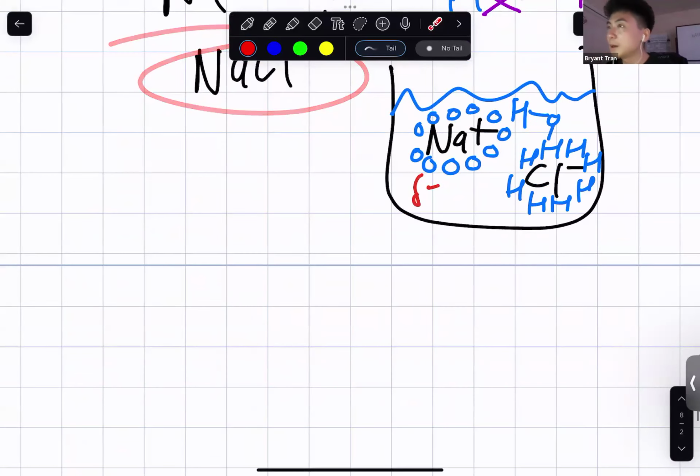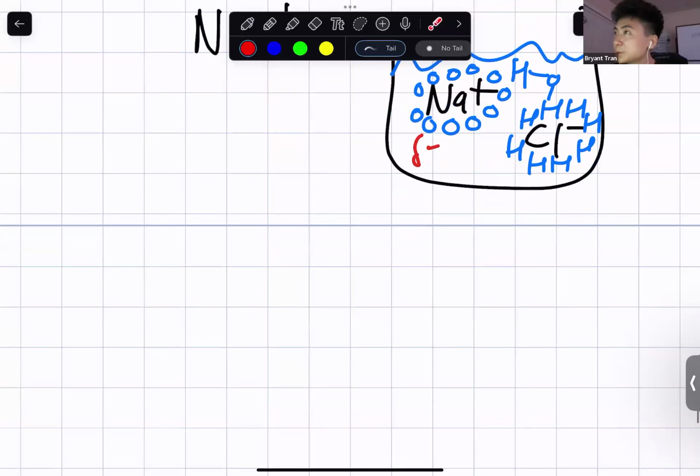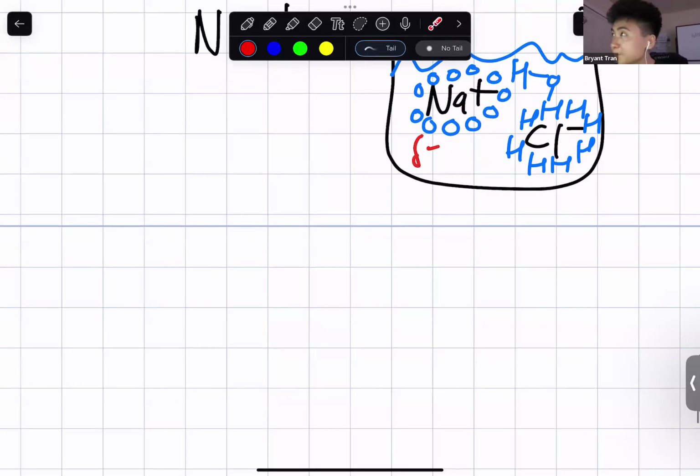Okay. So now let's go on to covalent bonding, where instead of having one atom completely donate an electron to another atom, those two atoms are going to share electrons, right? So let's say, for example, we have water, H2O.